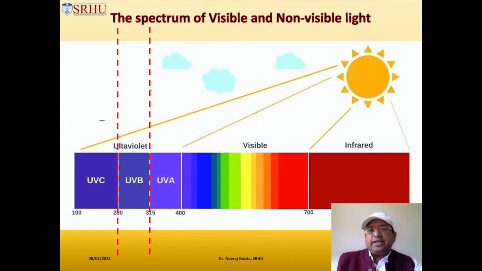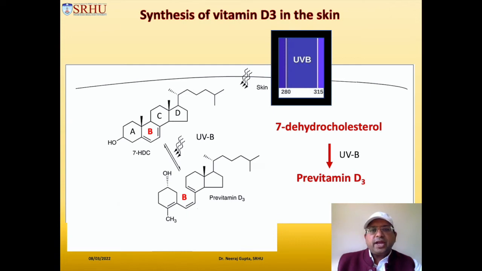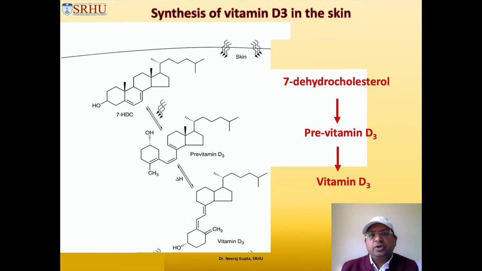During exposure to sunlight, the wavelengths of 290 to 350 nanometer, which come under UVB radiation, penetrate into the skin layer and activate the double bond of the D ring of 7-dehydrocholesterol and open it to form pre-vitamin D3. The pre-vitamin D3 undergoes rearrangement of double bonds in its structure to form vitamin D3, which is more thermodynamically stable and flexible.